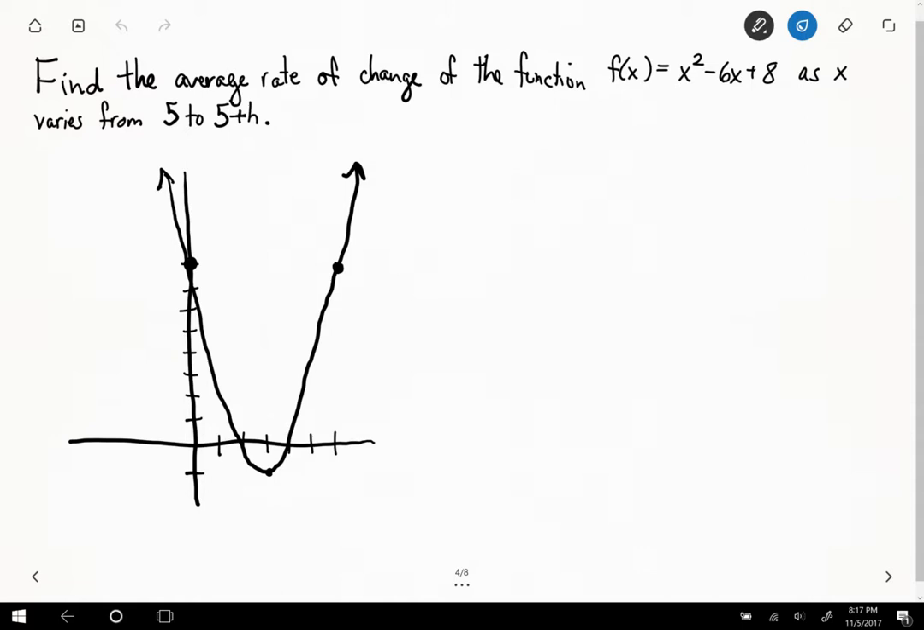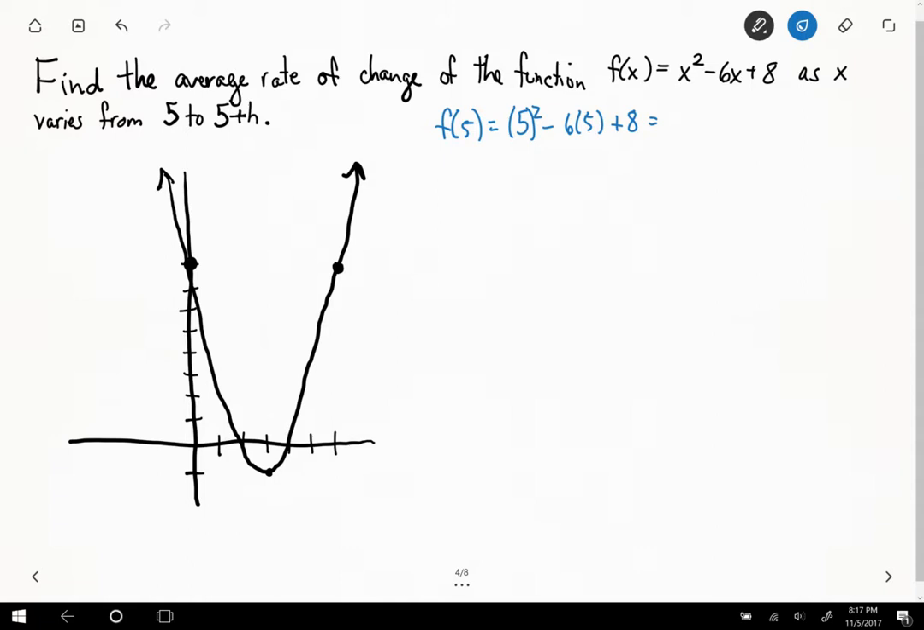As a matter of fact, I can find out if it is. Let's say we wanted to see how this function f of x equals x squared minus 6x plus 8 varies from 5 to 5 plus h. First off, I can find what f of 5 is. And I'm going to have to use this anyways later on down the road. So 5 squared minus 6 times 5. Well, let me put that 5 in parentheses. It's not necessary to put it in parentheses in this case, but it's just good practice to get into.